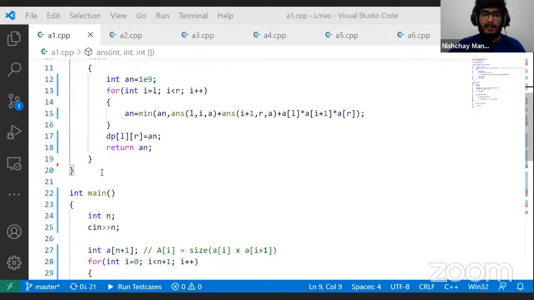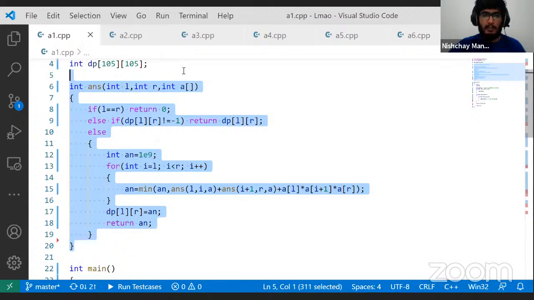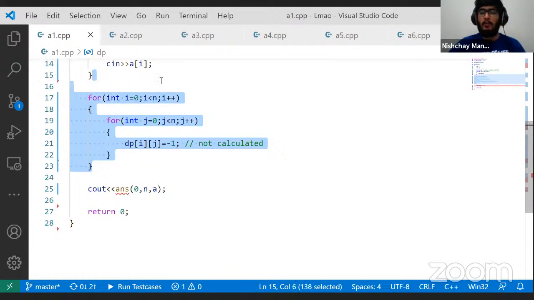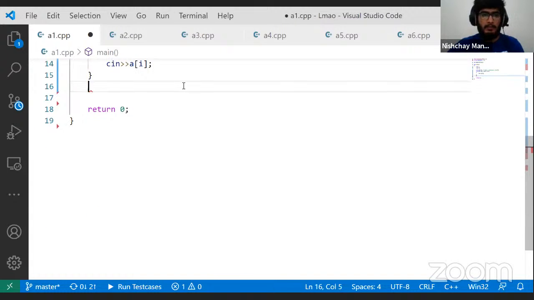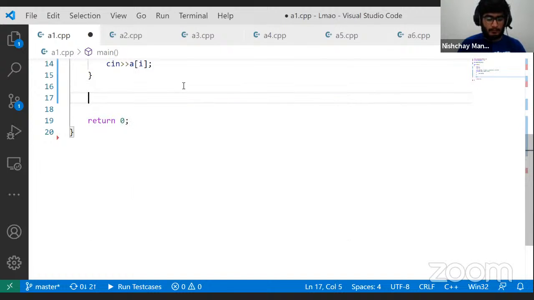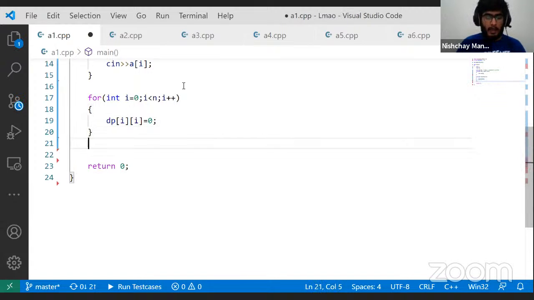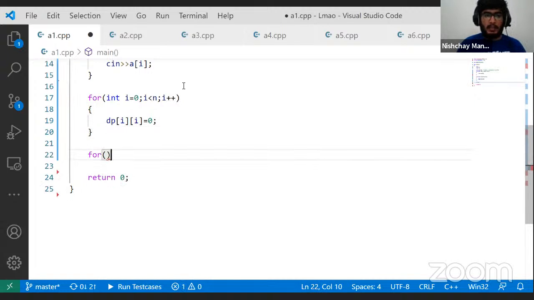Now I'm going to be showing you how to do tabulation. Basically what I do in tabulation is I'm trying to calculate dp i j in my code itself, in the main function itself. So what I'm going to do, for int I equal to 0, I is less than n, I plus plus, I'm going to be initializing dp i i is equal to 0 for all. And then I'm going to be starting from a distance of 1. So distance is equal to 1, and distance is less than n, distance plus plus.